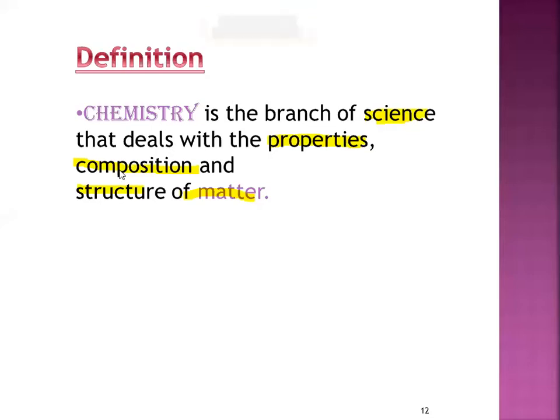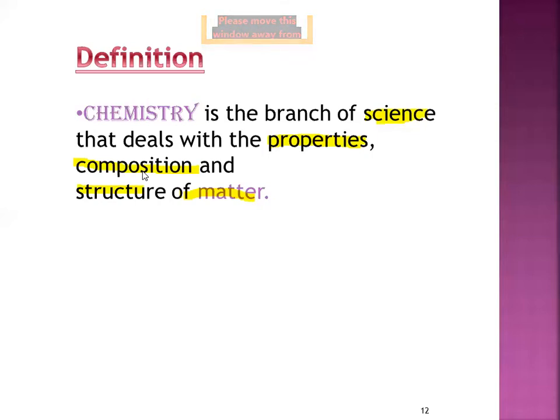Next is the composition. Composition means what type of atoms and molecules are present in that specific matter. Composition means anything which is made up of anything, the components. I will give you an example here of a glass of Tang. If you want to make a Tang juice, what will you require? You will require some sort of powder, that is Tang powder. Next you will require sugar and then water. So these are the components that are required to make up a glass of Tang. So basically this is the composition.